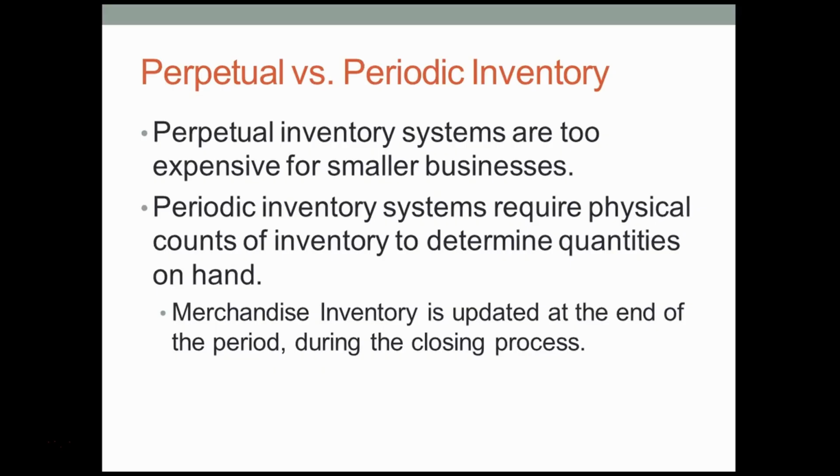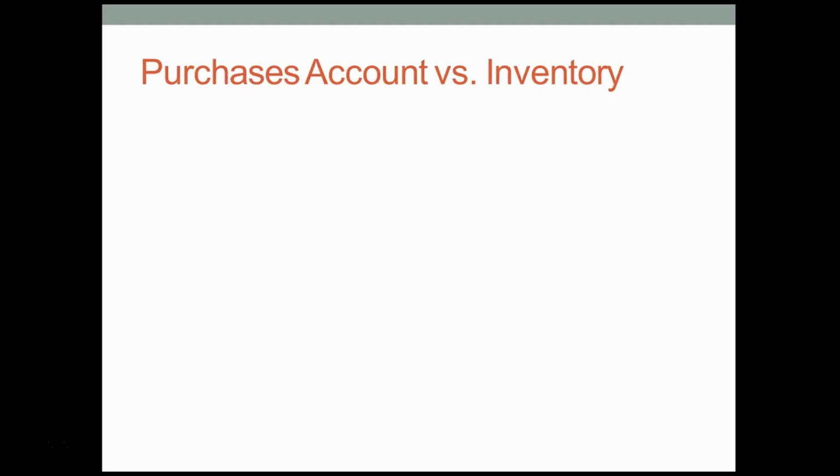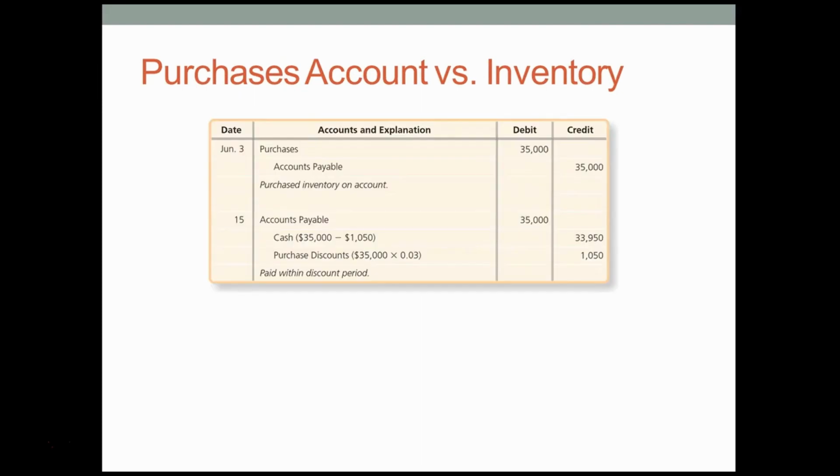The periodic inventory system, however, requires physical counts of inventory to determine quantities on hand. Merchandise inventory is updated at the end of the period during the closing process after this physical count has been done. So practically speaking, your journal entries in a periodic system are going to be different than the perpetual system, which is what we've been covering in this chapter up to this point.